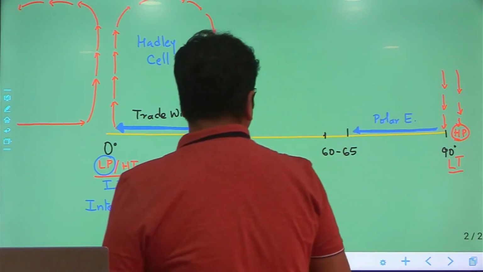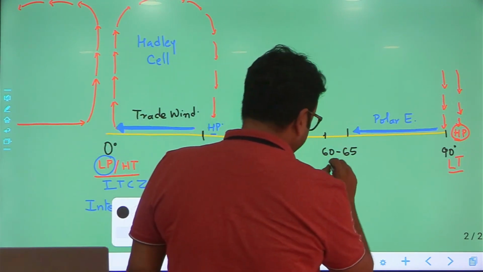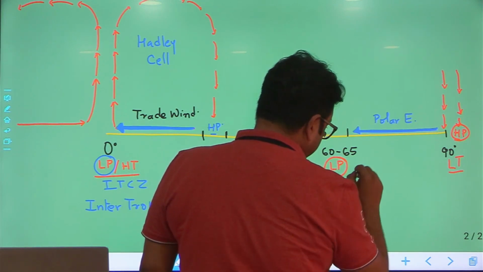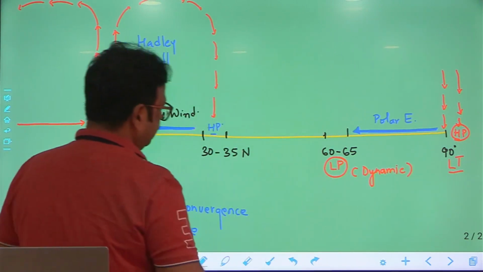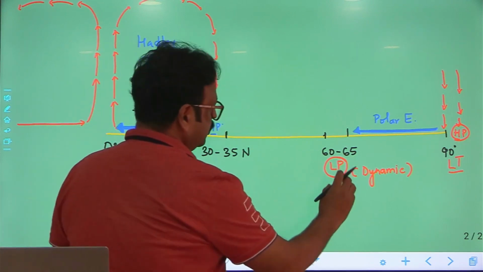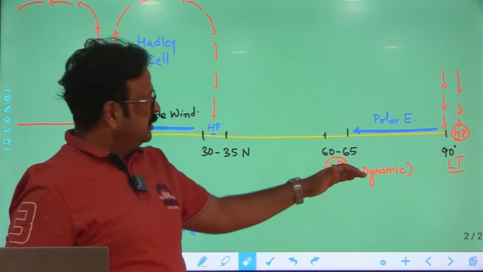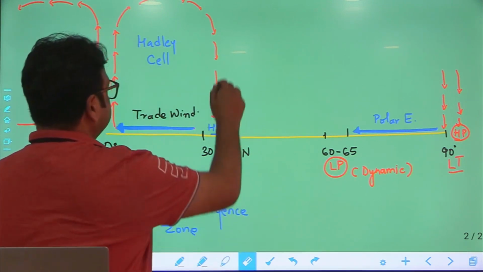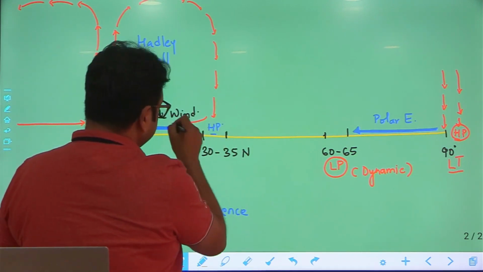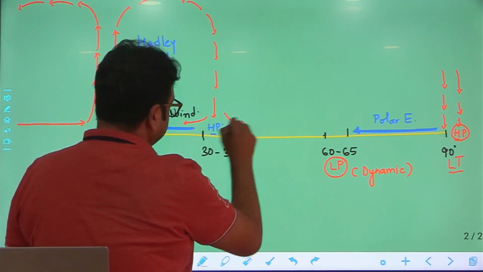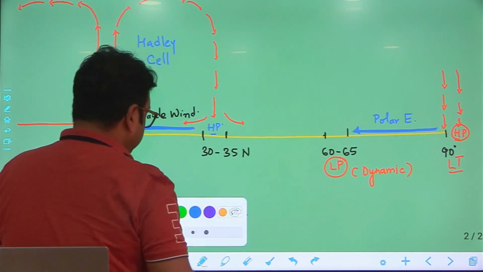Polar easterly, another trade wind, is blowing from the high pressure of the polar area to the low pressure of the subpolar area. And this low pressure is actually dynamic in origin, just like the high pressure of the subtropical high pressure belt. Fine. This low pressure is dynamic in origin because the pressure will be higher at the polar area, so from the polar area wind is blowing towards the lower pressure area. That's the reason. Fine. And once this sinking of air takes place, there will be divergence of air. One branch is moving like this in the form of trade wind. Another branch starts moving in this direction towards the pole.